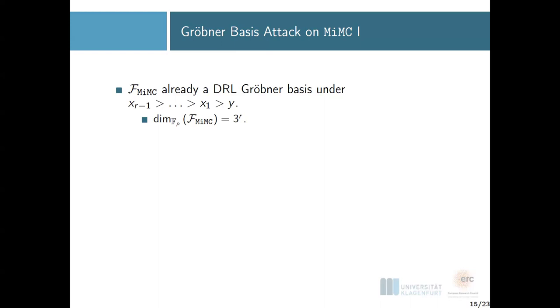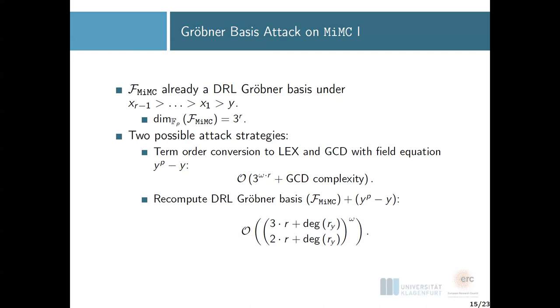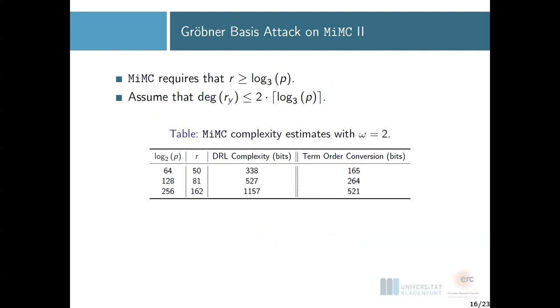And on the other hand, we could also add a field equation, let's say for the key variable, to the system, and recompute the DRL Gröbner basis. And then the complexity for the last step is essentially this binomial coefficient. Okay, now we have two attacks. We can compare the complexity. Well, it turns out if you do a term order conversion immediately, this is at least twice as efficient as recomputing the Gröbner basis.